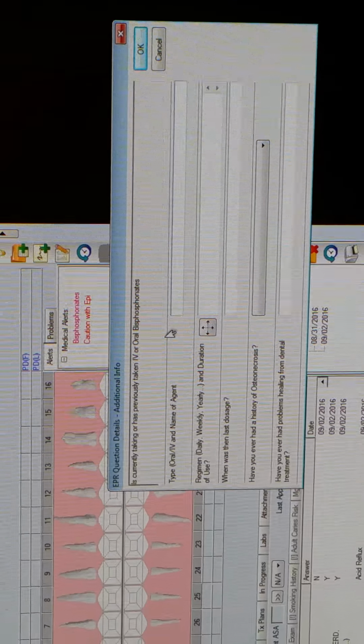And I'll just see what it says with yes. So if you click yes, it's going to say oral or IV and name of agent type. Is it oral or IV? You put oral. Most people are on oral. I don't usually see that many, but you never know. What is their regimen? Usually with Boniva, it's 1 tablet a month. Oh wow. And it disperses throughout the month. That's how heavy a dose it is.